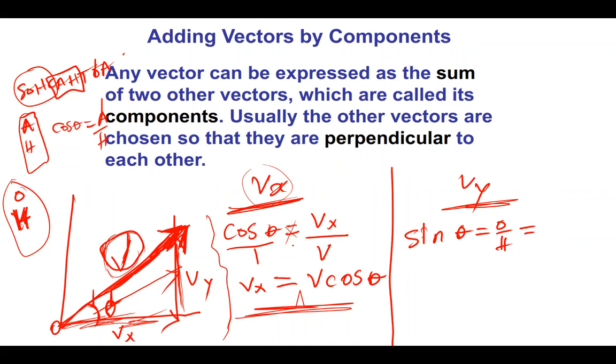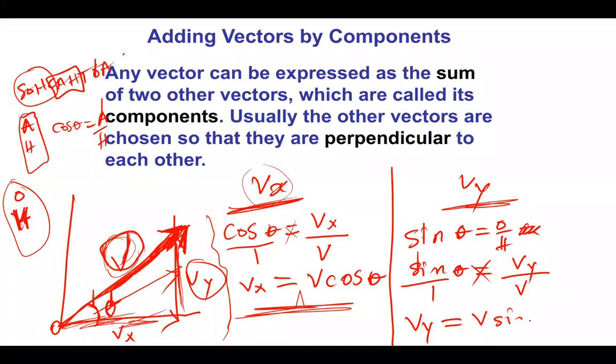So in this case, what is our opposite? Our opposite is Vy. So I'll say sine theta is equal to the opposite, which is Vy, and then everything divided by the hypotenuse. The hypotenuse is the one that we have as our V. So I'm going to write V there, and then say divide by 1. So when we cross multiply everything there, we're going to have Vy is equal to V sine theta.